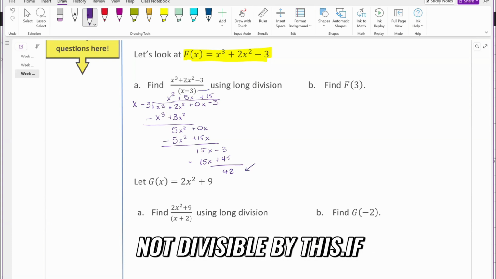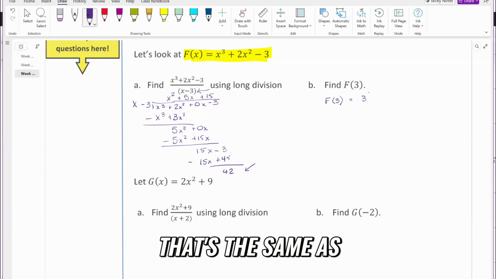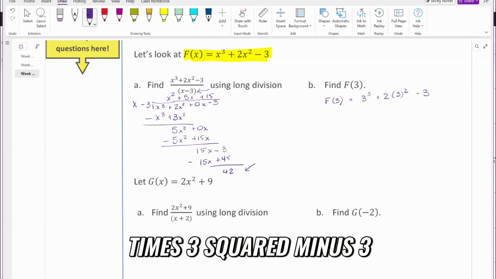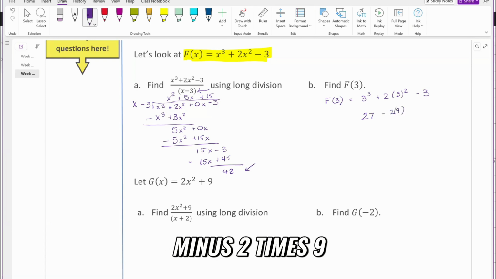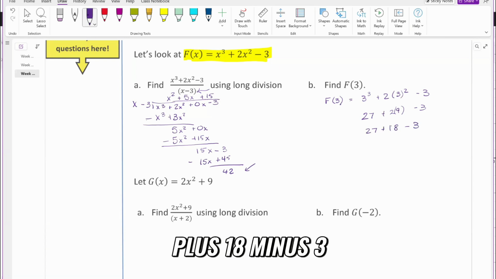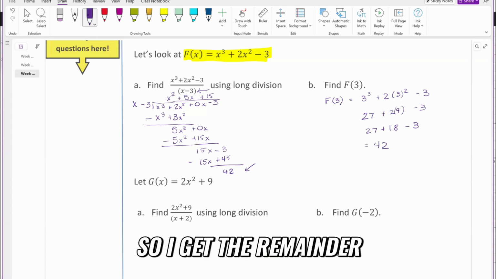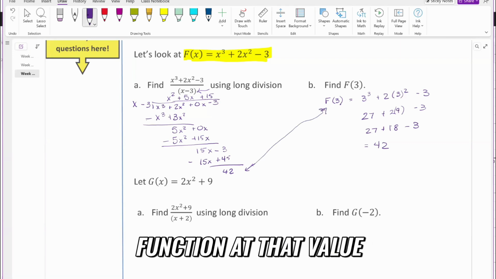So that means it's not divisible by this. If I find the f of 3, that's the same as 3 cubed plus 2 times 3 squared minus 3, or 27 plus 2 times 9 minus 3, plus 18 minus 3, which is 42. So I get the remainder when I do the function at that value.